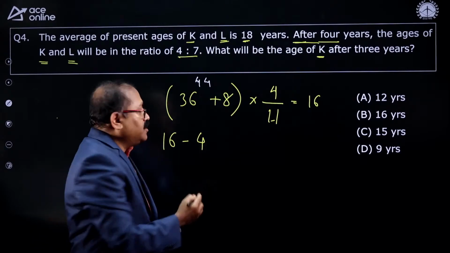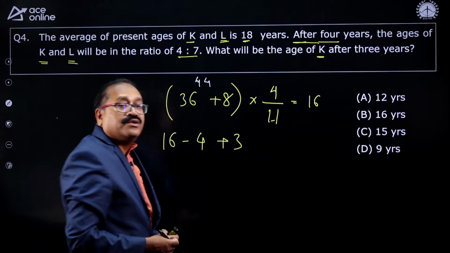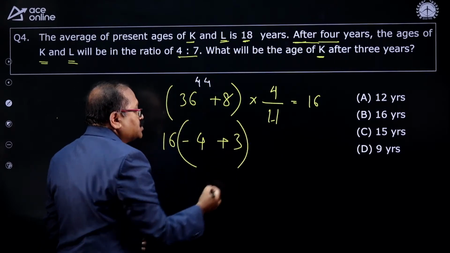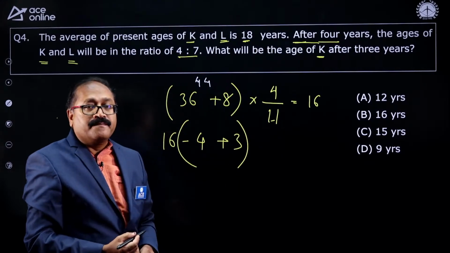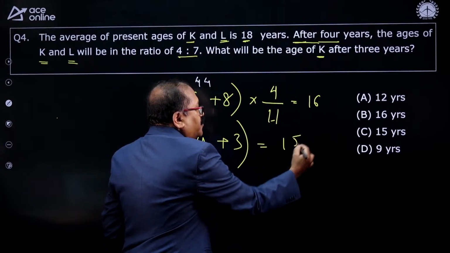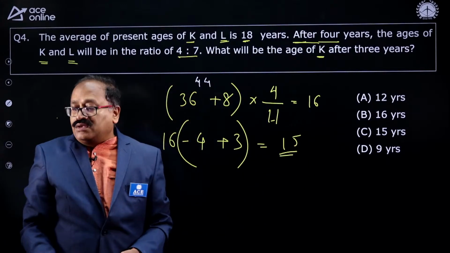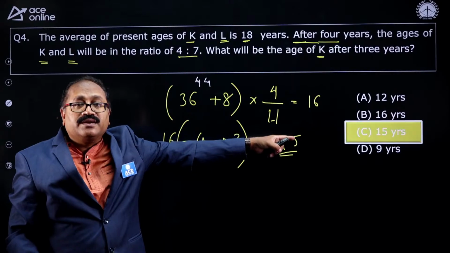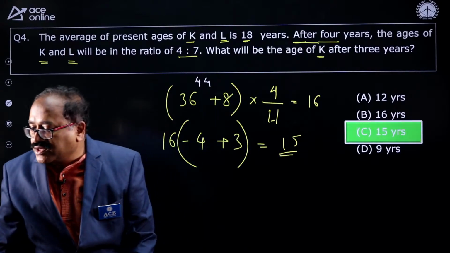And I need, after 3 years, then add 3 to it. So in other words, basically from 16 you are subtracting 1. So you get this as 15 years. And the option is C. Option C. Anyone answer the question?